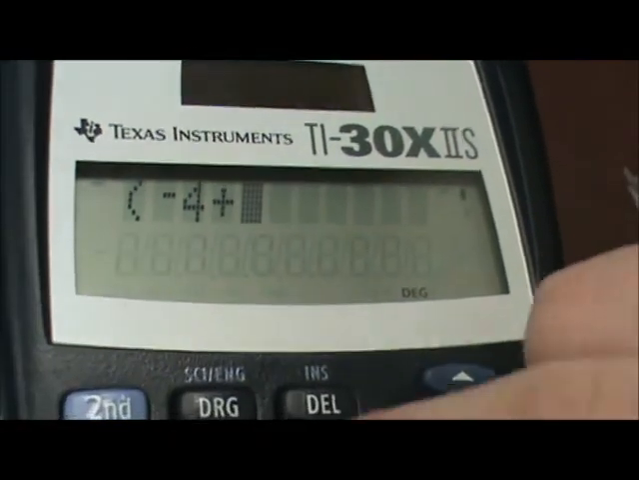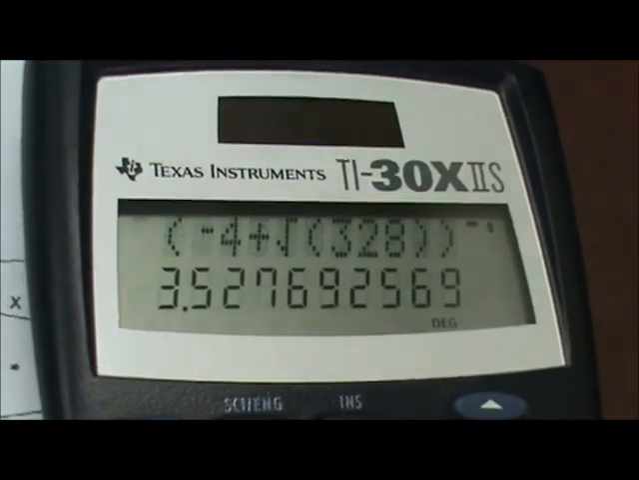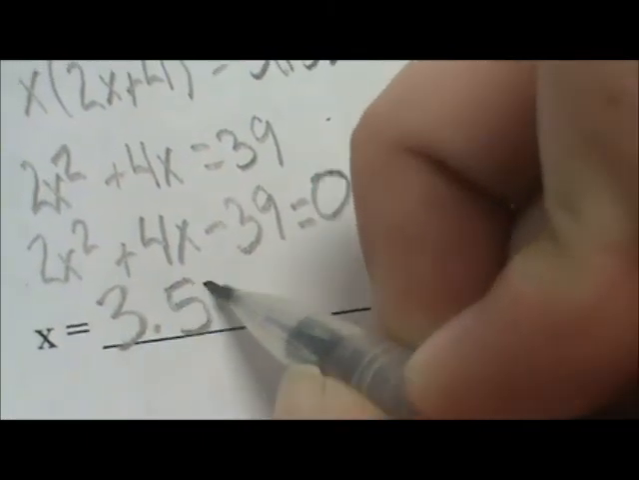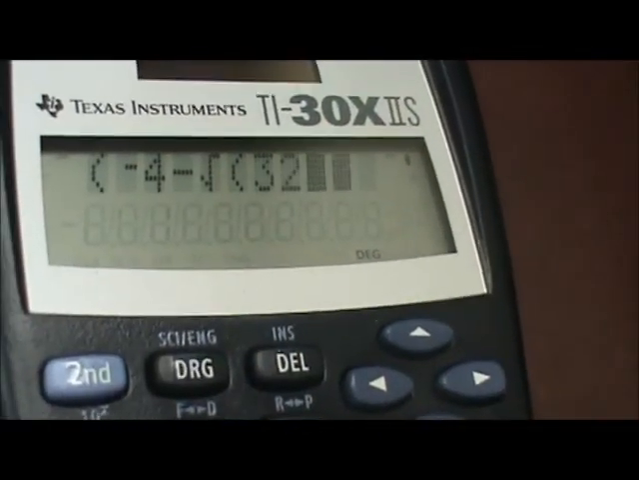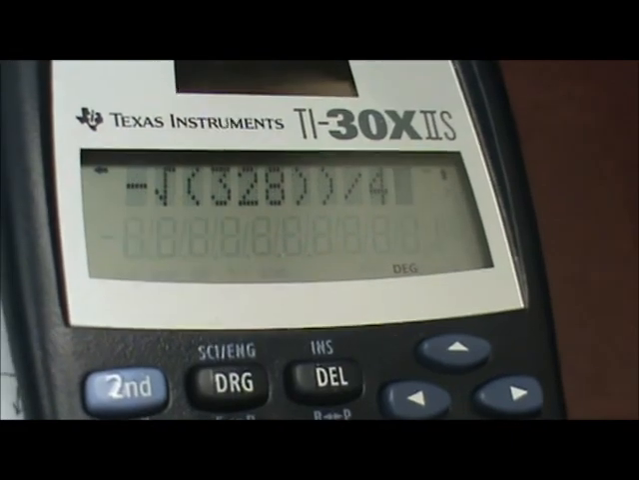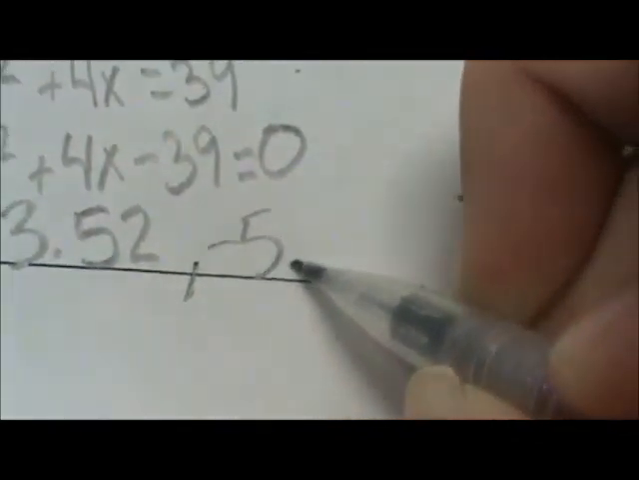So when you put those into your calculator, negative 4 plus the square root of 328 divided by 4, you get 3.52. And then when you take the other one, which is negative 4 minus the square root of 328 divided by 4, you get negative 5.52. So your answers are then 3.52 and negative 5.52. Well, that's it for homework check 10.7.